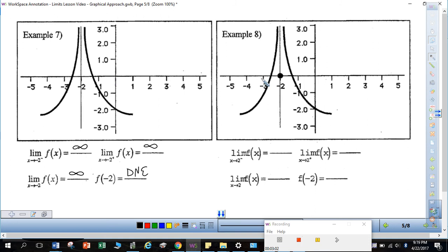Let's look at example 8. It's almost the same as example 7, but there is a point here, so that's going to change our answer for f of negative 2. That y value is 0. The other answers will stay the same.